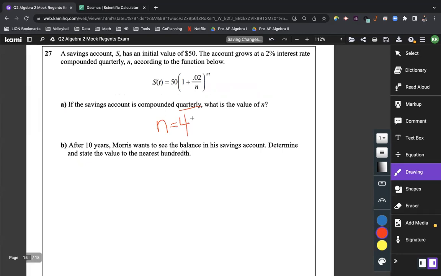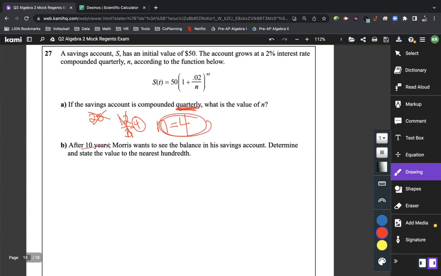Some of y'all try to do, I don't know what you were thinking. Some of y'all put 25. That's not it. Some of y'all did, which got me upset, 12 divided by 3 because you already associated the fact that the year could be broken up. And I'm like, okay, but that equals 4. So why didn't you just write 4? So you messed that up. But when something is compounded quarterly, we told y'all this, n equals 4.